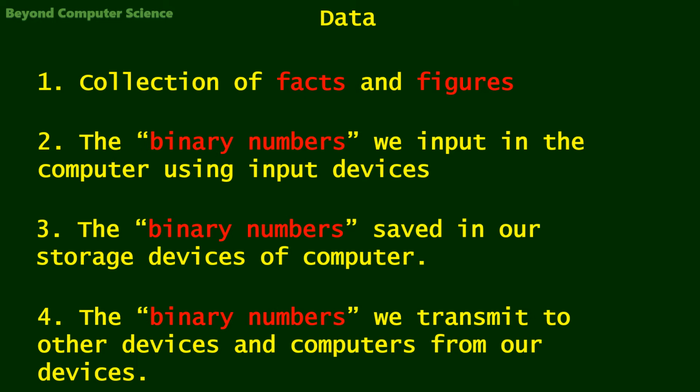That is why we have the concept of data packages, where you pay the company for a certain amount of data, so you can download and upload a certain amount of data using a network. So these are the four common definitions of data in computer science. This is how we can understand what data is in computer science.